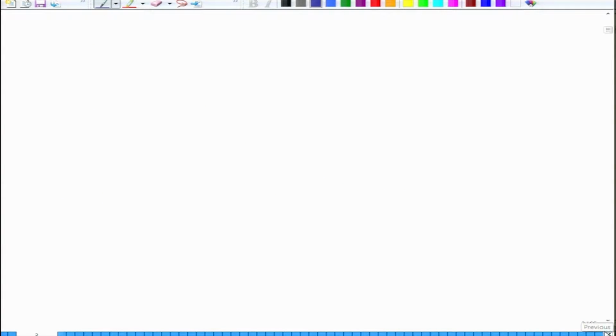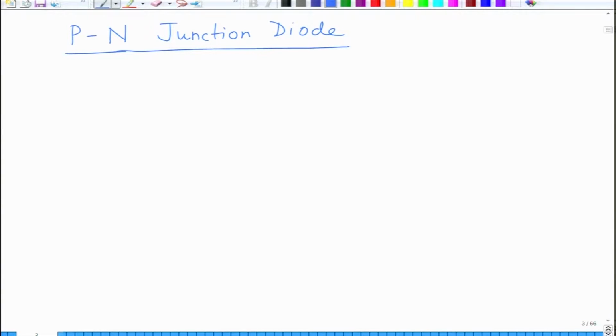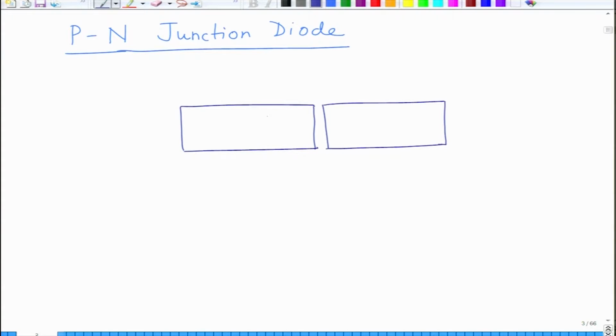Now, we start with a new topic today which is again essential to understand the p-n junction diode. And why we want to understand the p-n junction diode is because a solar cell is nothing but a diode, and a diode is built on what we call a p-n junction. So, what we have here is a p-type semiconductor and an n-type semiconductor of certain thickness. So, this is p, this is n, and they make a diode when you join them together.